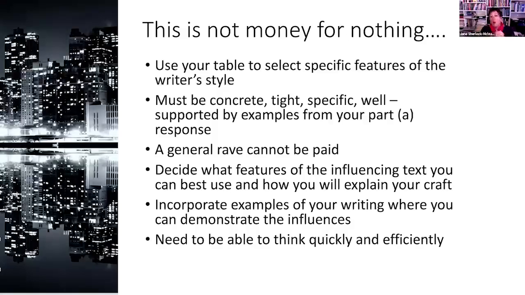Go back and have a look at what the criteria says. It's not a general rave. It's not about, you know, how you really feel about all of this. We've got to have really strong, concrete material. Incorporate examples of your own writing where you can show how you've demonstrated the influences. So have a look at what Mark has written in the Cambridge one.